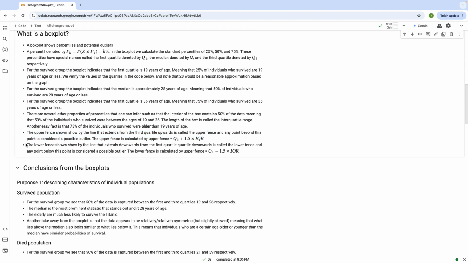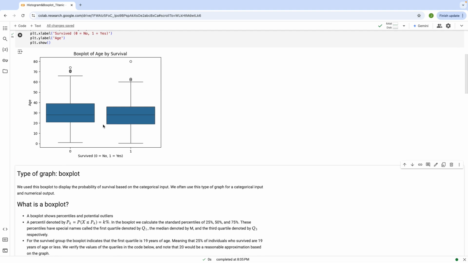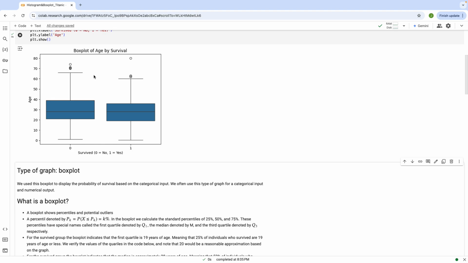The other fence, the lower fence, is the first quartile minus 1.5 times the interquartile range. Any observation above this upper fence is considered an outlier. Any observation below this lower fence is considered a potential outlier. One key takeaway in looking at this box plot is that the two box plots look about the same. So it doesn't seem as if age affects your chances of survival.